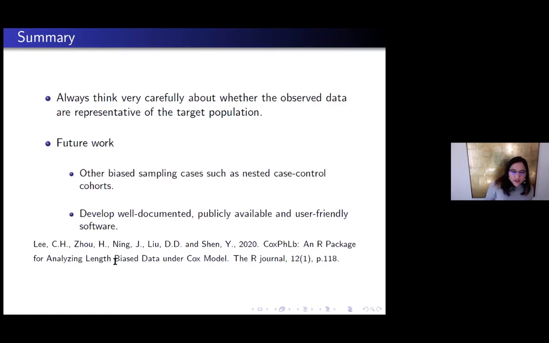So, sorry, you mentioned other biased sampling cases such as nested case-control. I noticed a lot of your projects are motivated by actual data sources where there are problems in the data and you're trying to fix them. For the nested case-control cohorts, do you have specific examples that you're worried about where this biased sampling occurs?